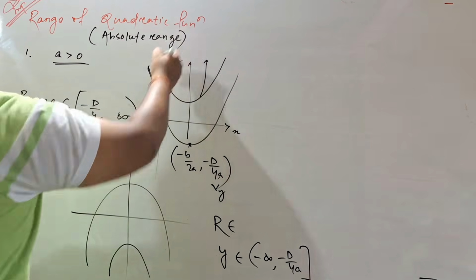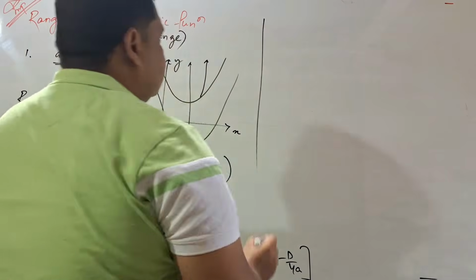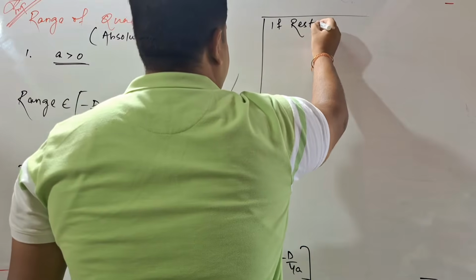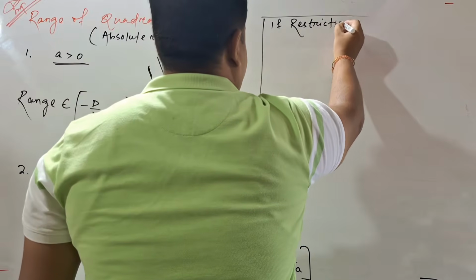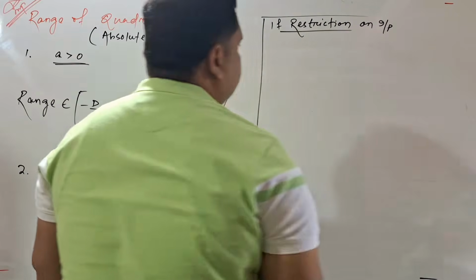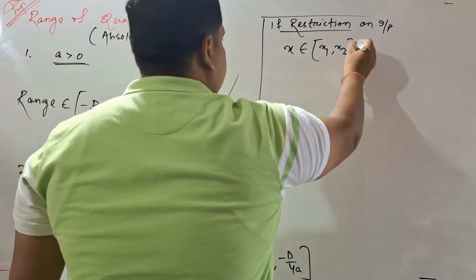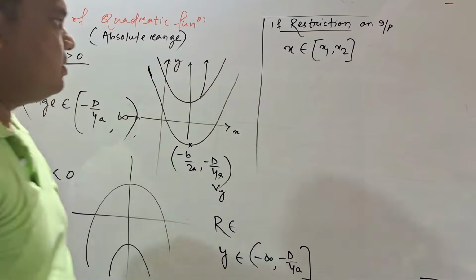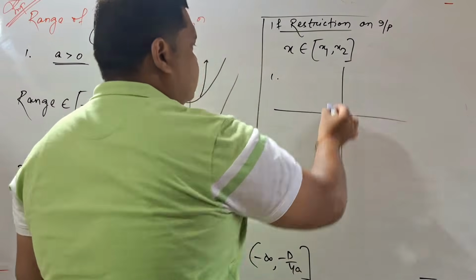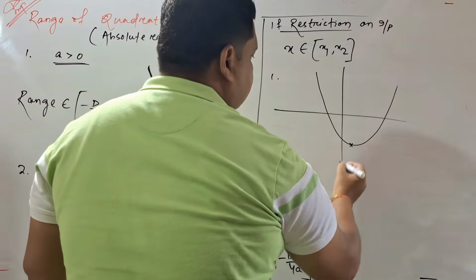Absolute range means no restriction on input. You can provide any input. But if one condition is given in the question, if restrictions are there, restriction on input means domain. The restriction is x lies within x1 comma x2. If this restriction is given, then look here, suppose the curve is like this, here this is the vertex.